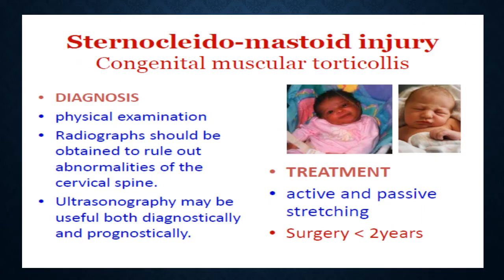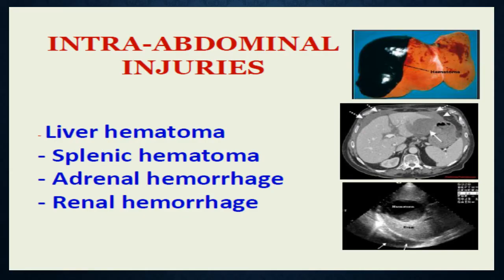These are very sad pictures of the injury. It usually needs some active and passive stretching and maybe surgery after. Finally, we can talk about intra-abdominal injuries. It's very grave and needs very undue force on the baby. Again, liver hematoma, splenic hematoma, adrenal hemorrhage, and renal injury.